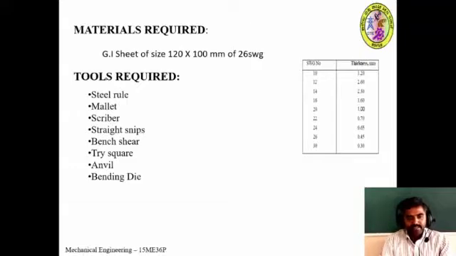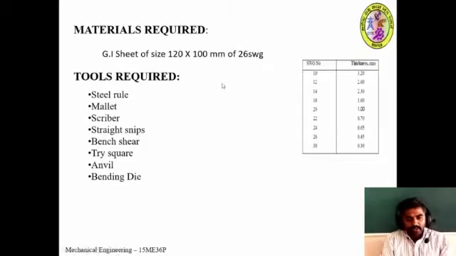So that is GI sheet of size 120 into 100 mm of 26 SWG sheet. In that, GI means galvanized iron sheet and 26 means the thickness of the sheet denoted by a number. SWG means standard wire gauge number. For 26 SWG, the sheet thickness is 0.45 mm.